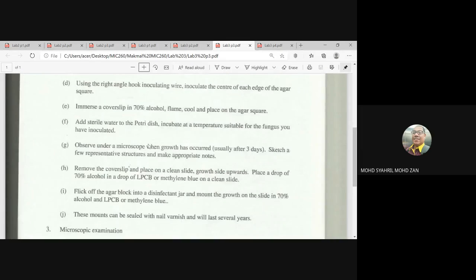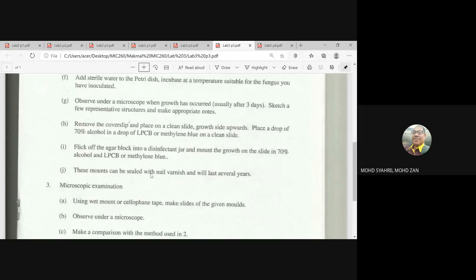Okay, and then you have to observe under the microscope when growth has occurred, usually after 3 days. Sketch a few representative structures and make appropriate notes. Okay, so now we can observe it. Remove the cover slip and place it on a clean slide, growth side upward. Place a drop of 70% alcohol and a drop of LPCB or methylene blue on the clean slide. Flick off the agar block into the disinfected jar and mount the growth on the slide of 70% alcohol and LPCB or methylene blue. This mount can be sealed with nail varnish and will last several years.